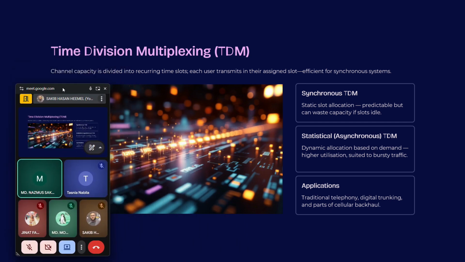In statistical TDM, slots are given only when needed. This makes it more efficient, especially when traffic is irregular. Applications: we use TDM in telephone systems, digital trunking, and cellular networks.